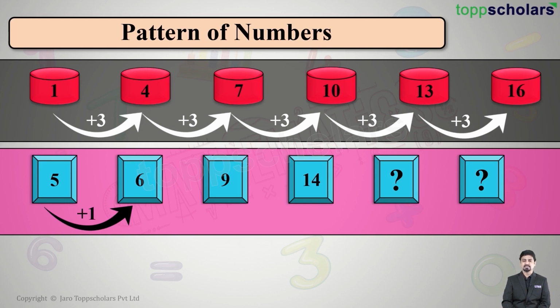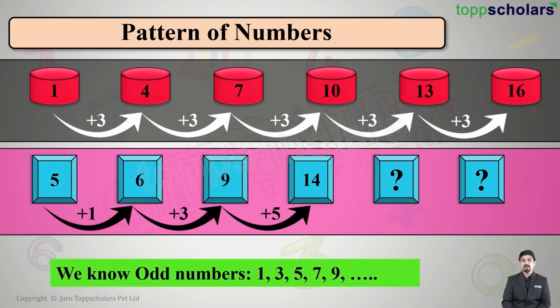9, 6. 9 minus 6, the answer is 3. That is 6 to 9, we have to add 3. Next, 9, 14. What is the difference? 14 minus 9. We have to add 5. 9 plus 5 is 14. Now tell me what is the rule? We have to add in sequence 1, 3, 5.